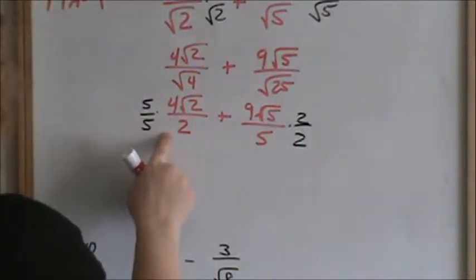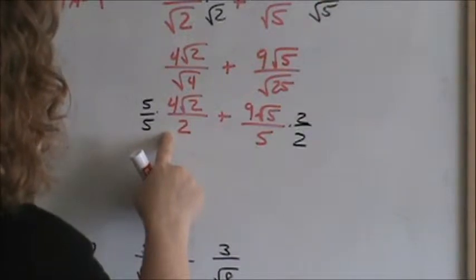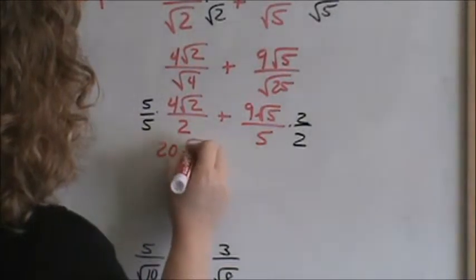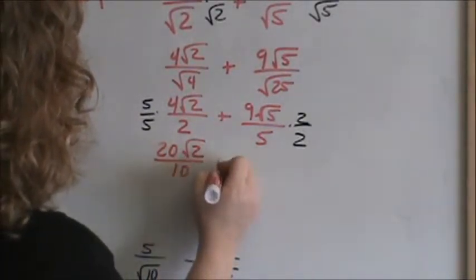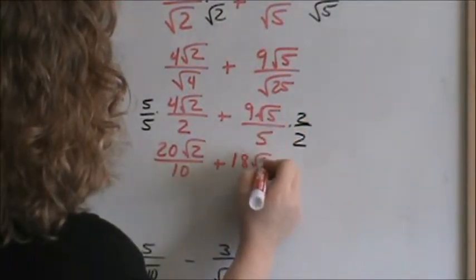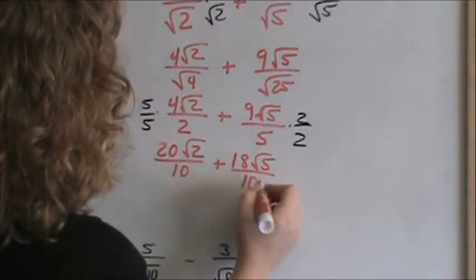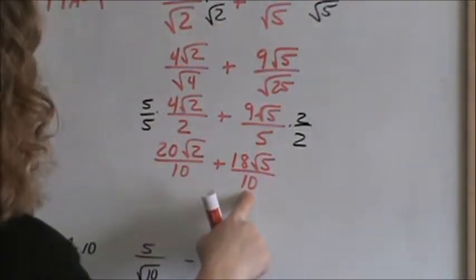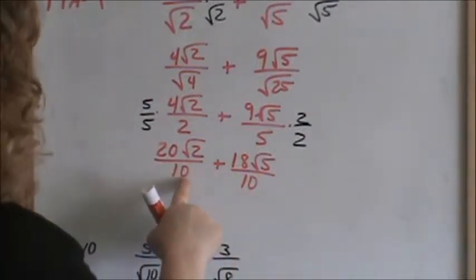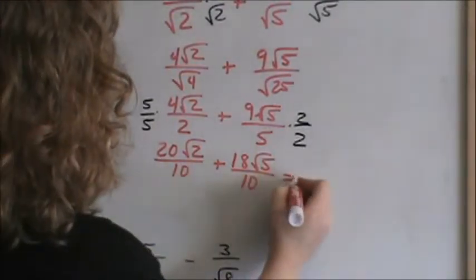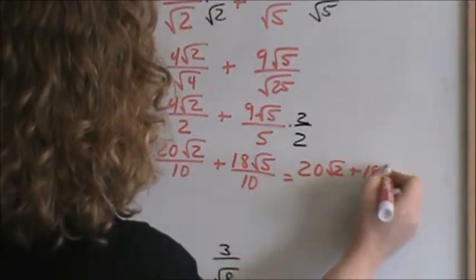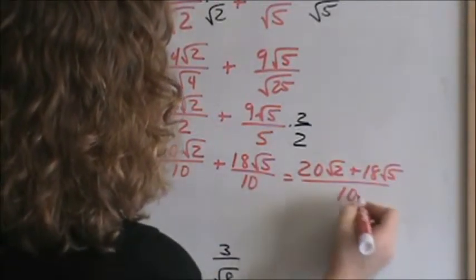Remember, in multiplying numbers and radicals, it's numbers to numbers, radicals to radicals. So this new fraction will be 5 times 4 is 20. My square root of 2 stays, all over 10. My second fraction, numbers to numbers, 9 times 2, 18, square root of 5 over 10. I now have a common denominator. The third step was to combine the numerators. So I can rewrite the numerator all over one denominator. So I can say 20 square root of 2 plus 18 square root of 5 all over 10.